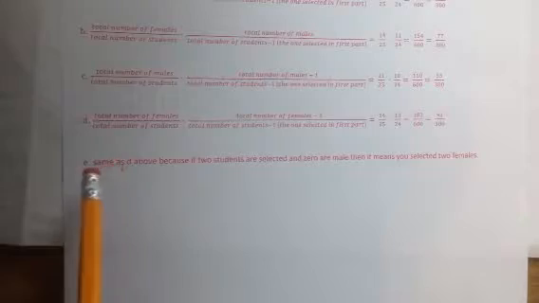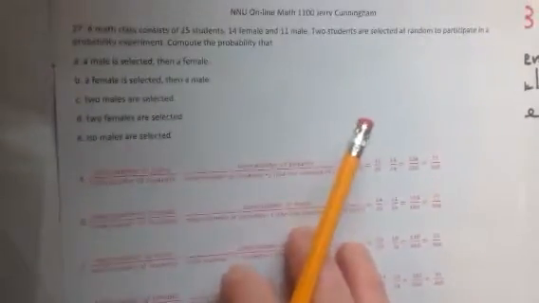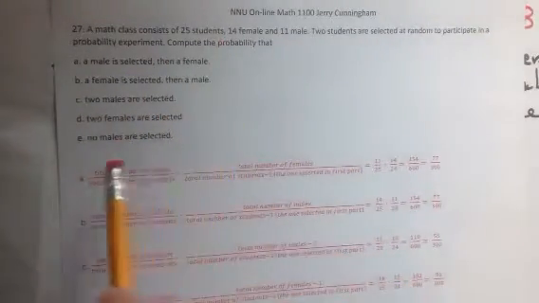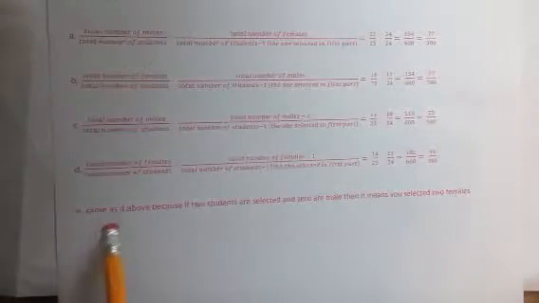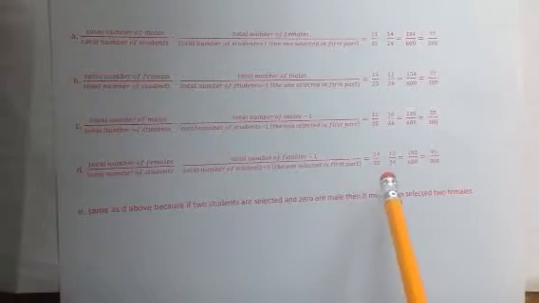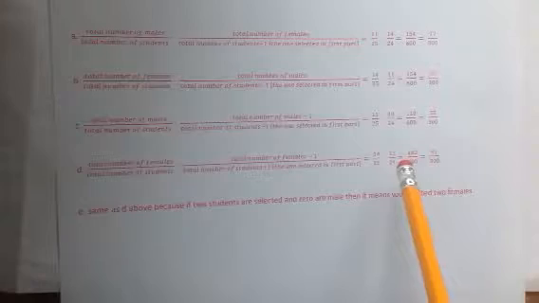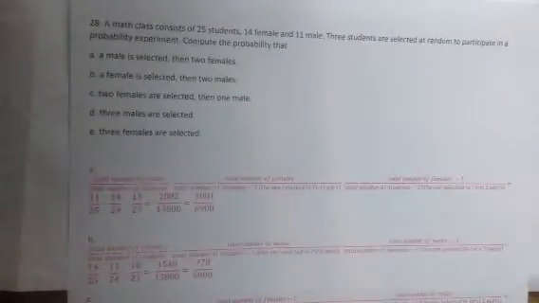And it turns out that E, let's read that again, no males are selected. Well, if you're only selecting 2 students from a population of 25 students, and you're going to select no males, then that really is exactly the same as selecting 2 females. So for E, the same answer applies to both D and E, so it's 91 over 300, or 182 over 600. Okay, so that's 27.